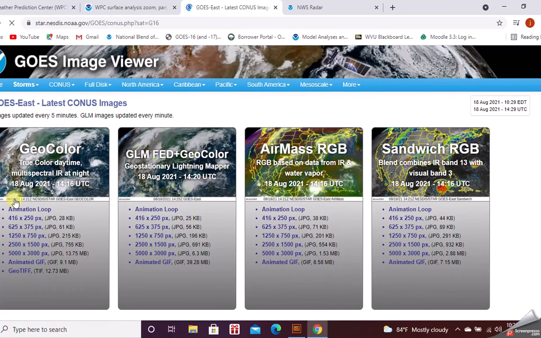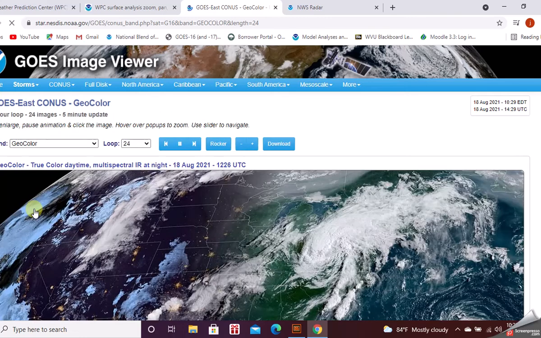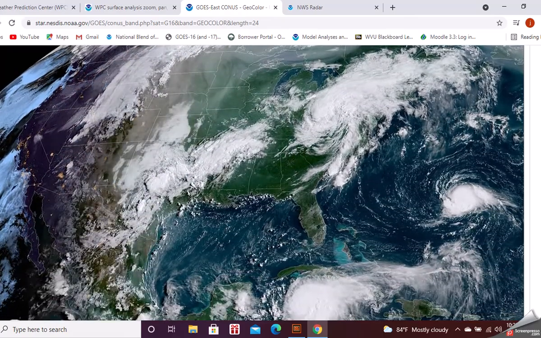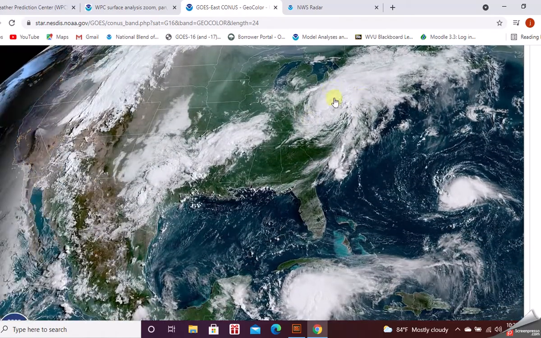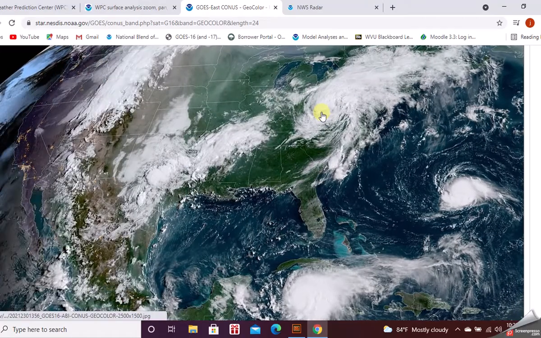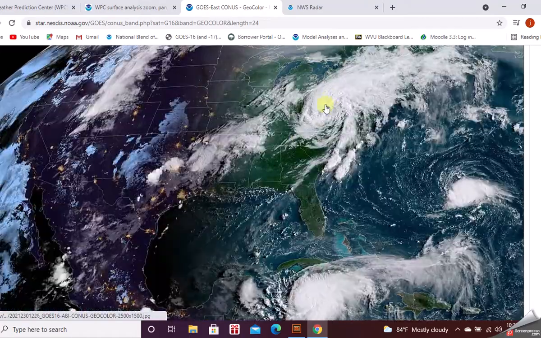And we'll look at just basically a visible satellite picture right now, because the sun is up. GeoColor is the highest resolution image I can get. It also looks at infrared, but I'm going to look at satellite right now in terms of right here is what's left of Fred.